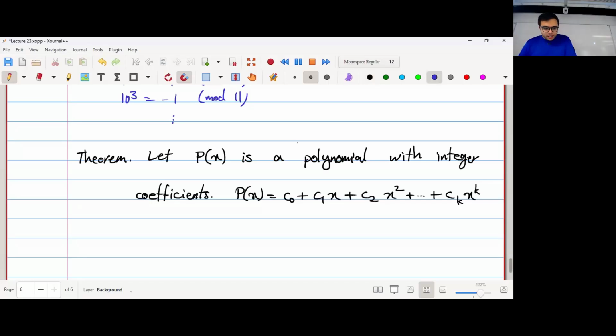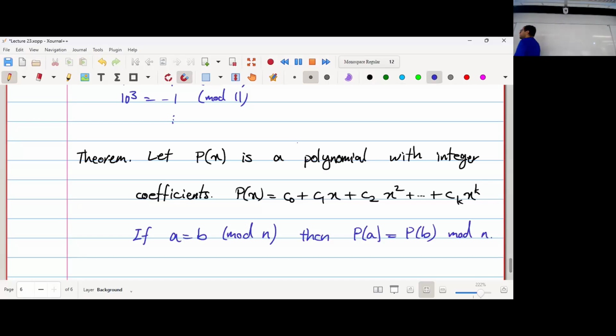Then I can say this. I can say if a and b are congruent modulo n, then P of a is congruent to P of b modulo n. But of course, I had these rules of preserving congruence for addition and multiplication. Just keep applying them until you get this polynomial.